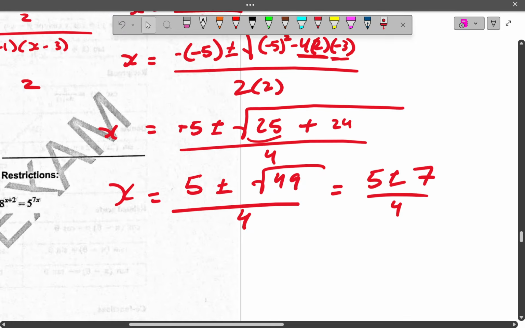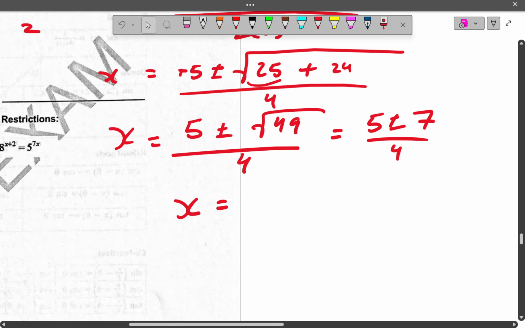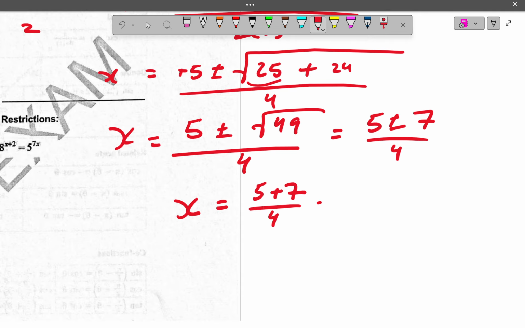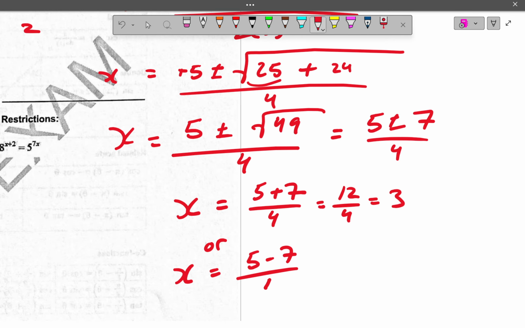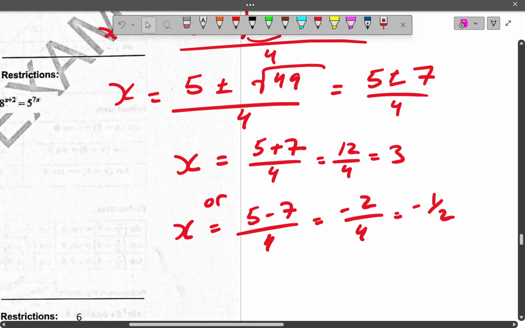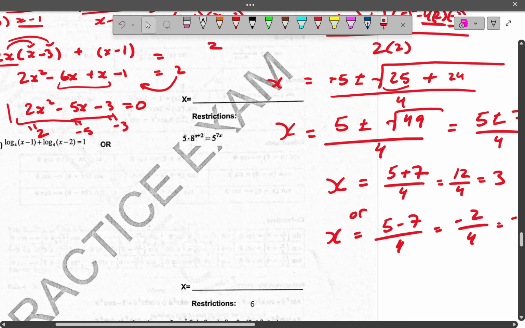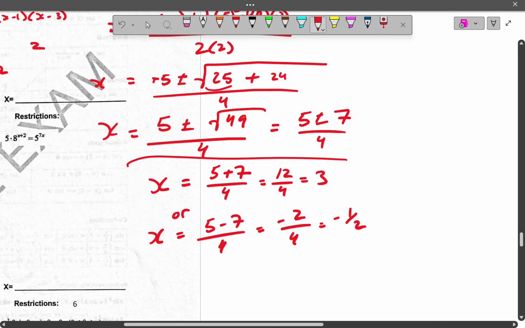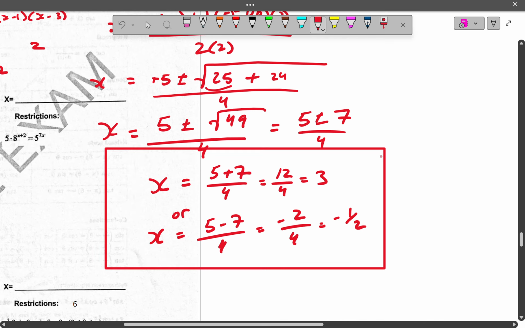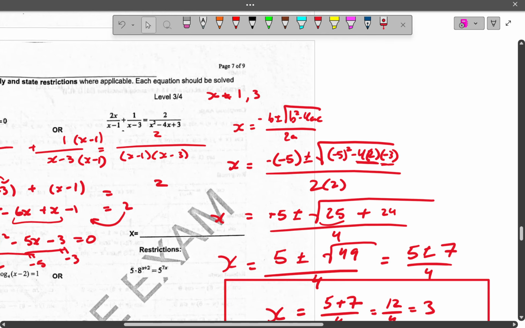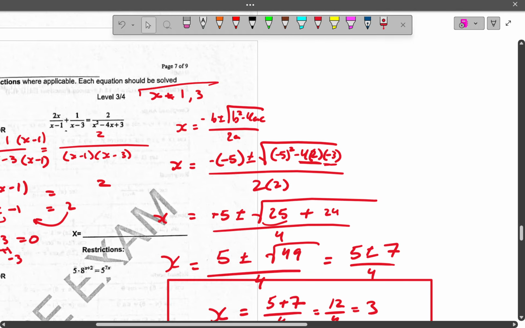So our two answers for the second question will be 5 plus 7 divided by 4, which equals 12 divided by 4, or 3, or x could be equal to 5 minus 7 divided by 4, which would be negative 2 over 4, or negative a half. And so those are our two answers here. And then we already marked the restrictions at the start here, so that's the final answer.